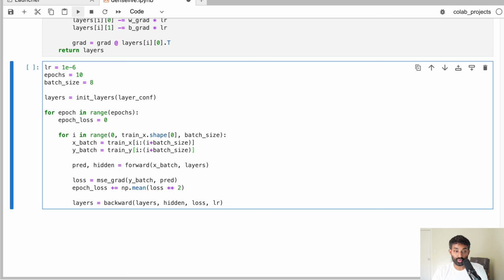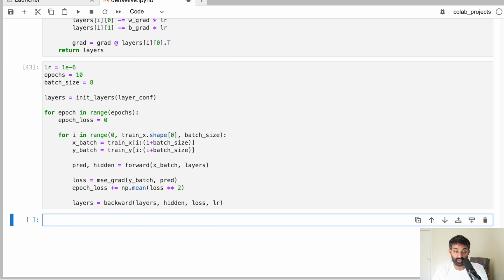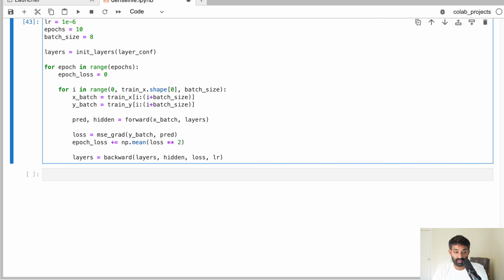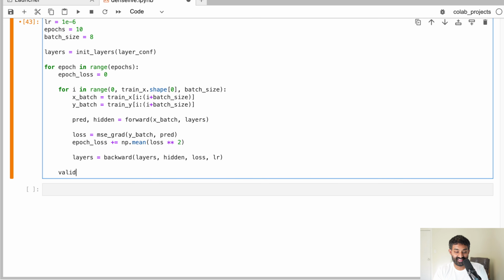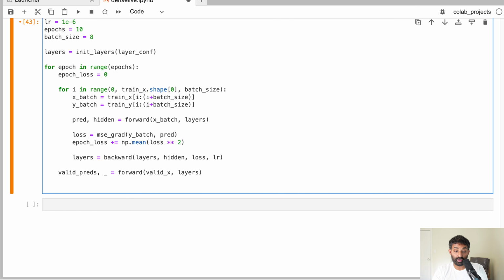Okay, so that's a training loop. And we can go ahead and run this. And we won't see any output because I forgot to add the print. So at the end of each epoch, we're going to actually test our algorithm across our validation set. And we can just do that by running only the forward pass of our network. And we'll run it across the whole validation set at once. So our batch size will be the whole validation set.